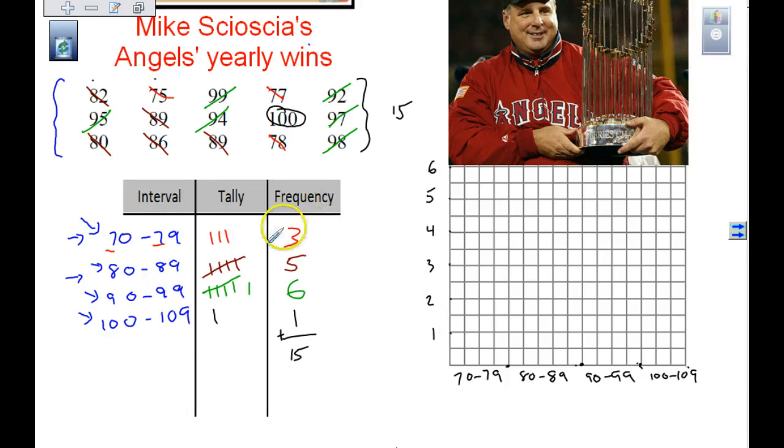So my 70 through 79 will go up to 3. Like that. My 80 through 89 will go up to 5. My 90s will be all the way up to 6. And then my 100 just goes up to 1.